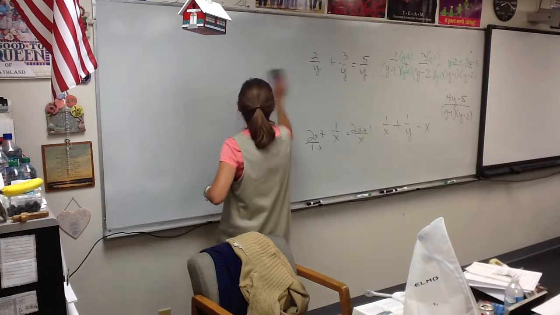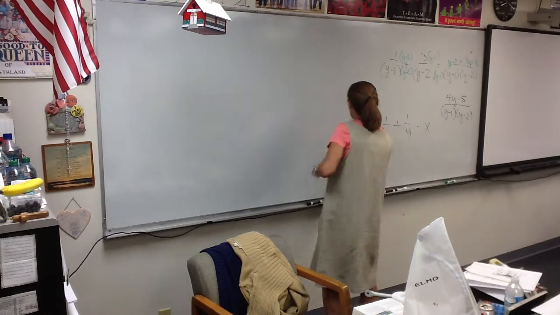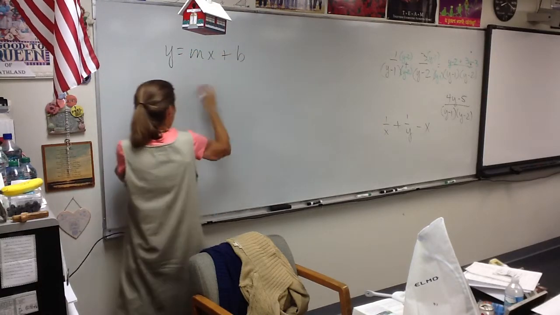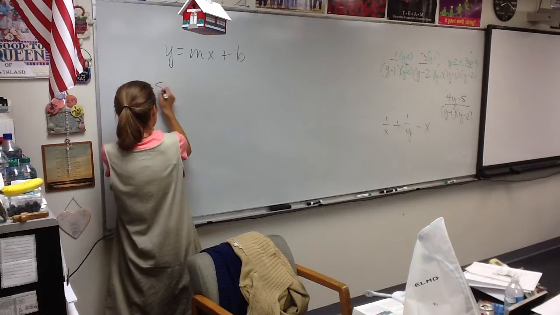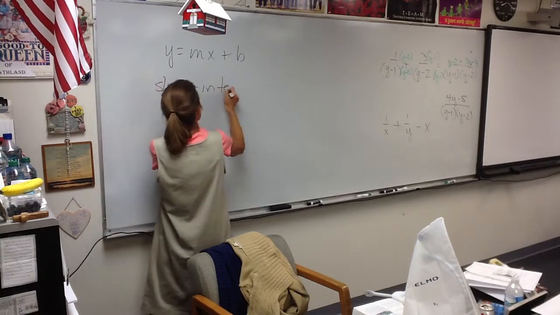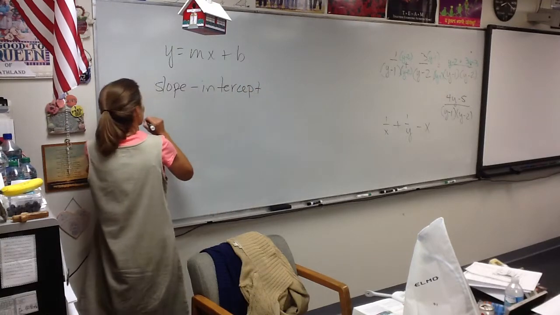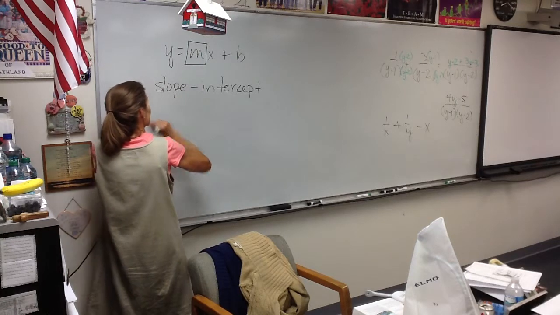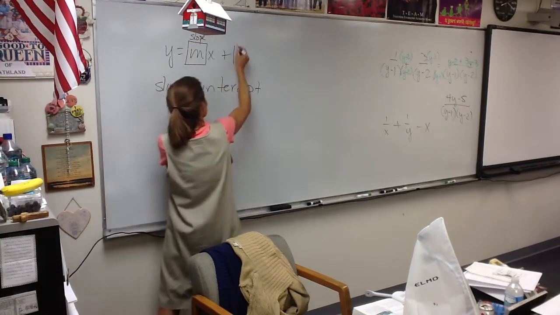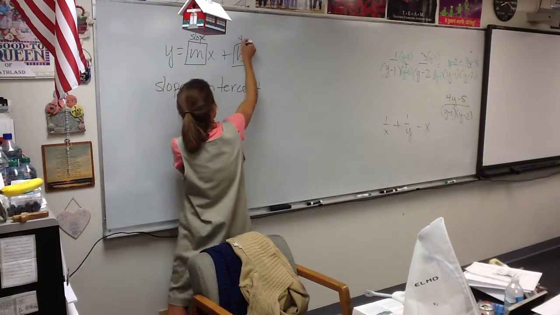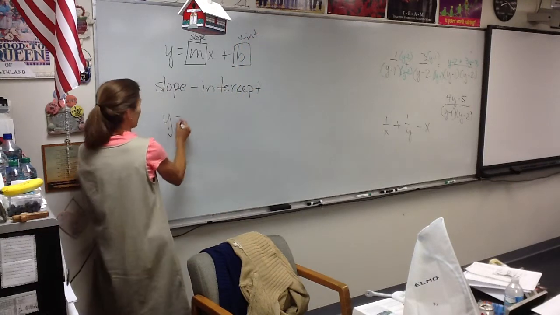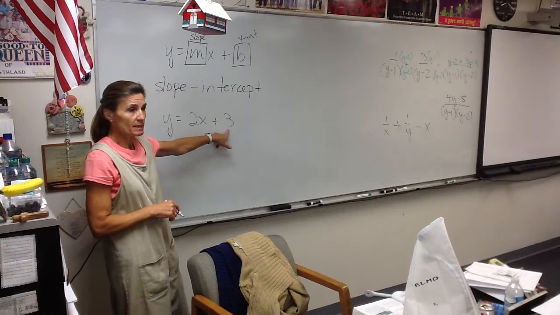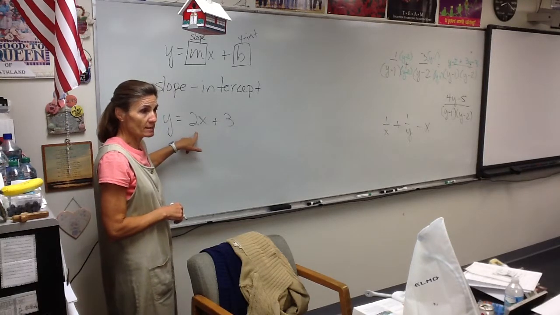You already told me that the basic form of a line is y equals mx plus b. Anybody remember what this is called? Slope intercept form. It's called slope intercept form because this is the slope and this is the y-intercept. So if you had a line like y equals 2x plus 3, you could tell me immediately the y-intercept is 3 and the slope is 2.